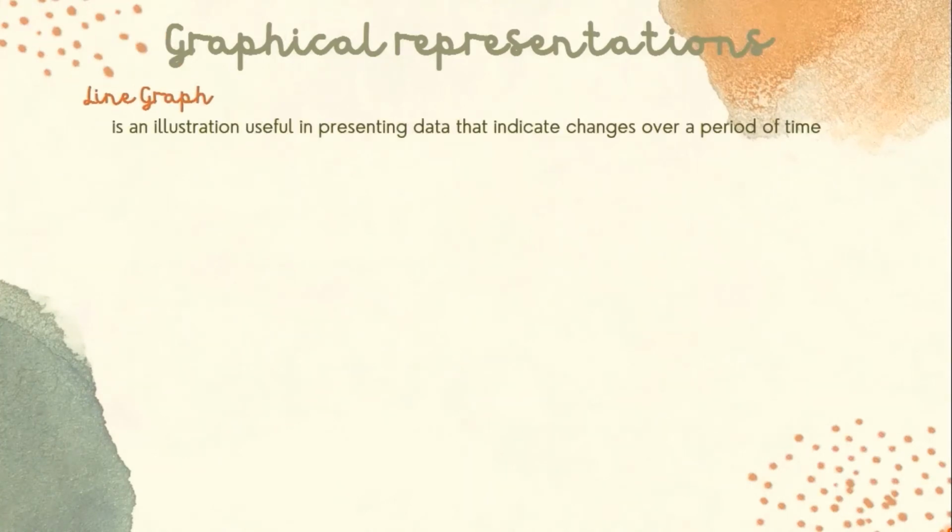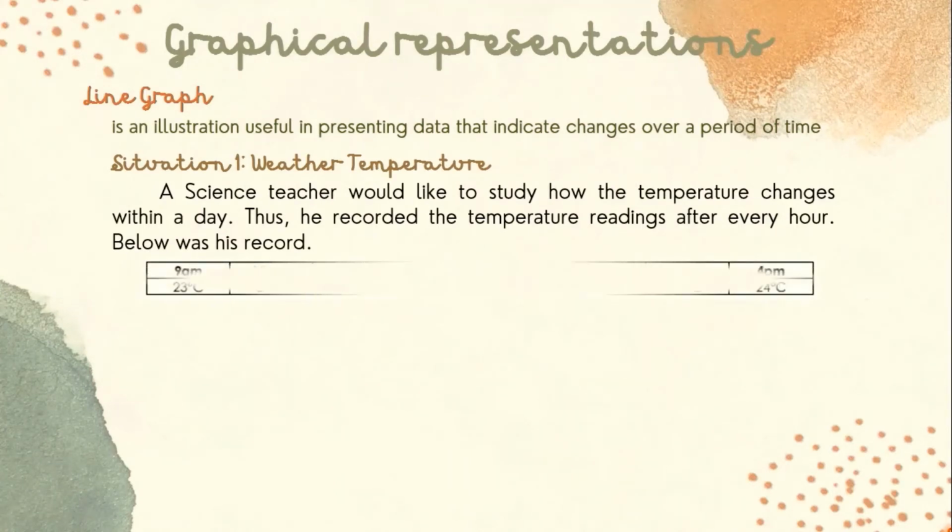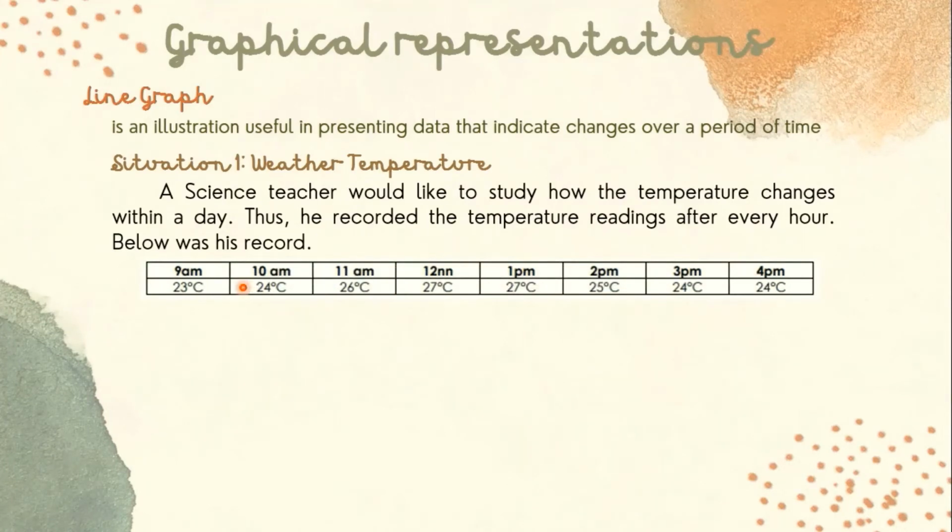Aside from bar graphs and pie charts, another type of graphical representation is a line graph. It is an illustration useful in presenting data that indicate changes over a period of time. We can apply line graph in various situations, say for example, weather temperature. A science teacher would like to study how the temperature changes within a day. Thus, he recorded the temperature readings after every hour. Below was his record. Nag-start siya from 9 a.m., nag-stop siya ng 4 p.m. at ito yung kanyang mga temperature readings recorded per hour.